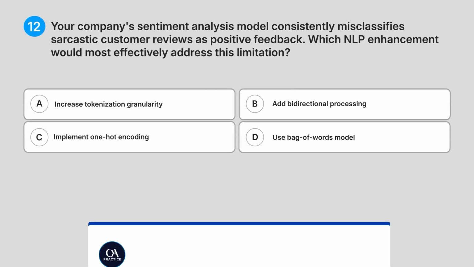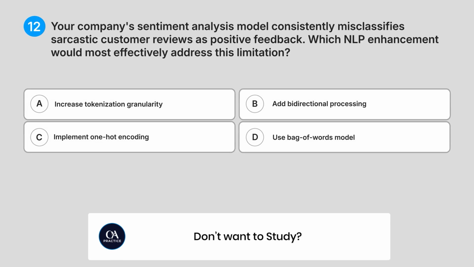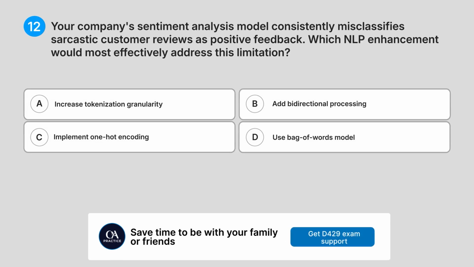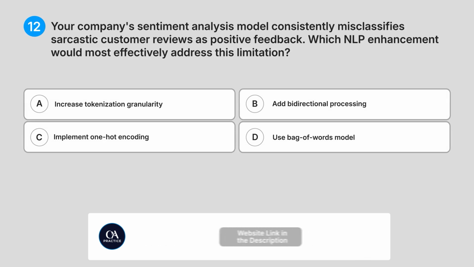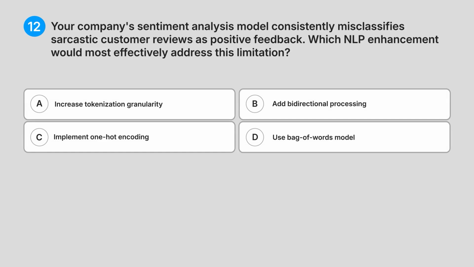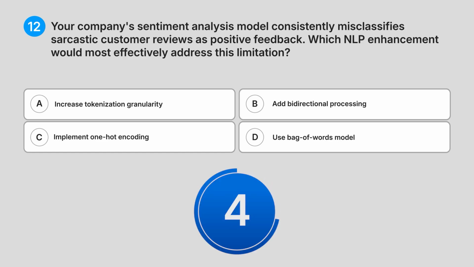12. Your company's sentiment analysis model consistently misclassifies sarcastic customer reviews as positive feedback. Which NLP enhancement would most effectively address this limitation? A. Increase tokenization granularity. B. Add bidirectional processing. C. Implement one-hot encoding. D. Use bag of words model. Do you know the answer?